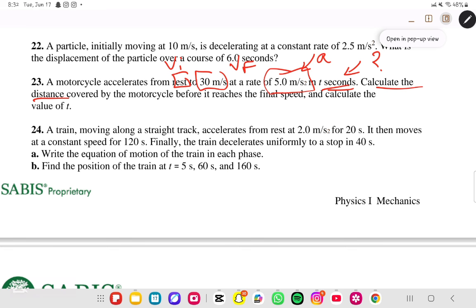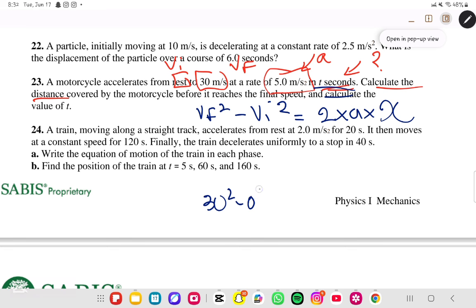So, very simply, we will need to use another equation because we don't have the time, okay? We need to use another equation that does not consist of the time. Very simply, the other equation is V final squared minus V initial squared is equal to 2 times the acceleration times the distance. So, 30 squared minus 0 squared is equal to 2 times 5 times x, distance displacement.